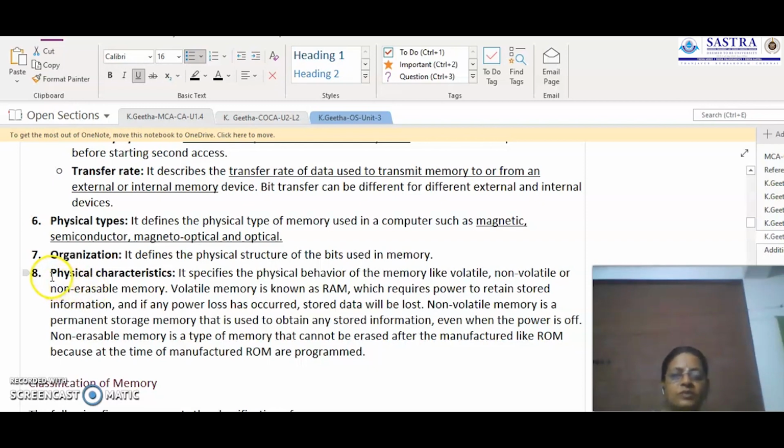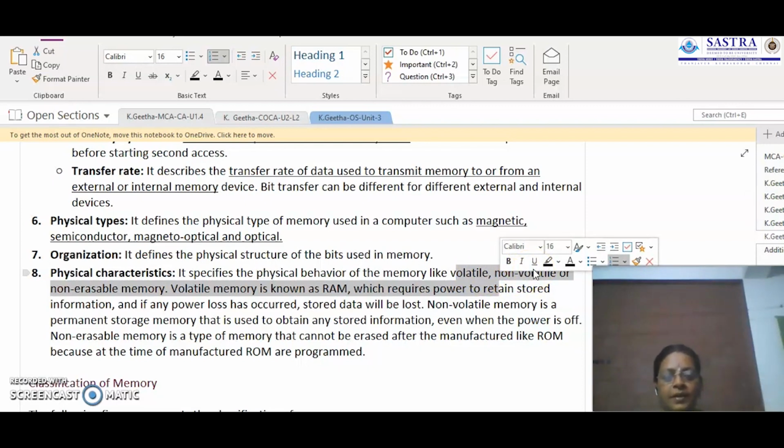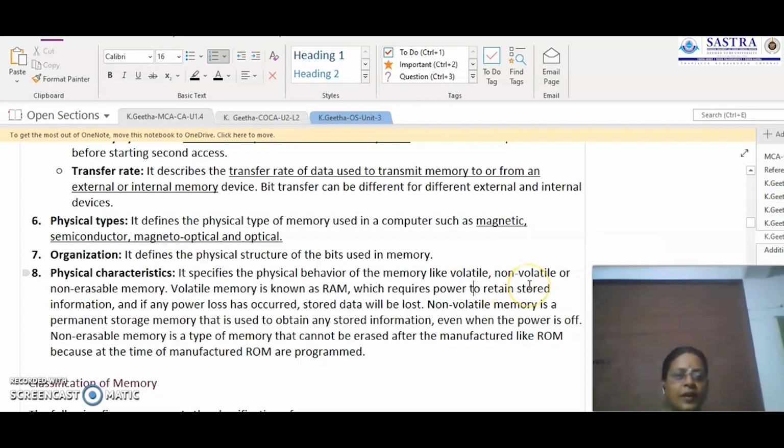And then the last one, which is called the physical characteristics. What we actually mean by physical characteristics is the behavior of the memory. By behavior, we mean whether it is volatile or non-volatile in nature. What we mean by volatility and non-volatility is, if the power is removed, whether the content is retained or lost. Based on that, we have the characteristics volatile and non-volatile, and sometimes we also have memory which cannot be erased. So whether it supports the erasing feature or is non-erasable, based on these factors, we have further classifications.